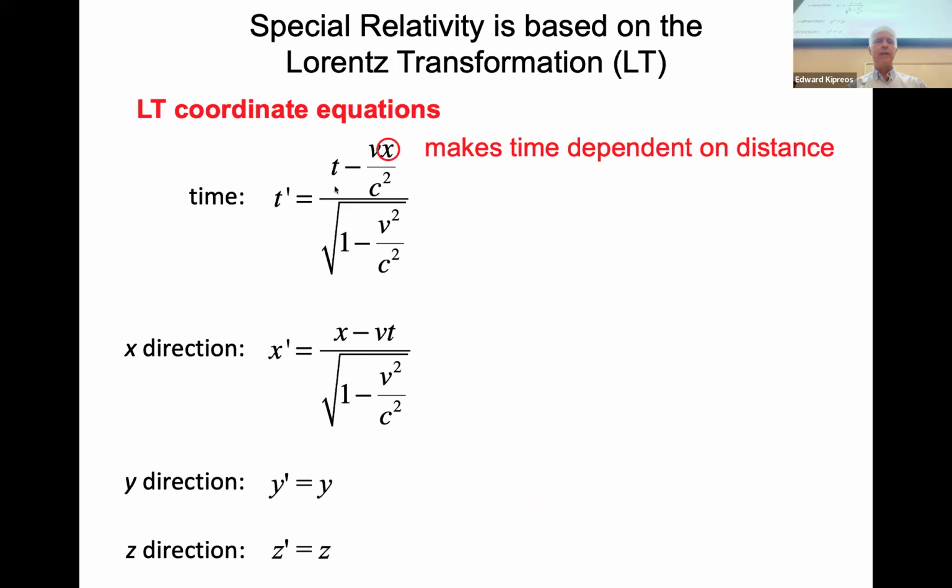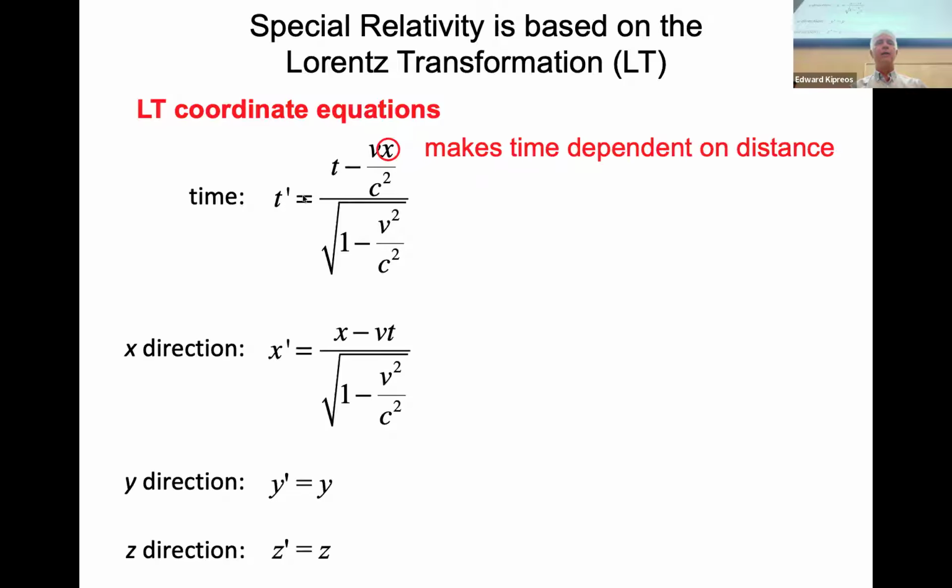And the surprising thing is that this time equation has an x term in it. So it has a distance term in the equation. And that's surprising because if, let's say, the time is 0, well, the time in the moving frame is not 0. And if you increase the distance, the time in the moving frame is going to increase. And you increase it more, it's going to increase even more.